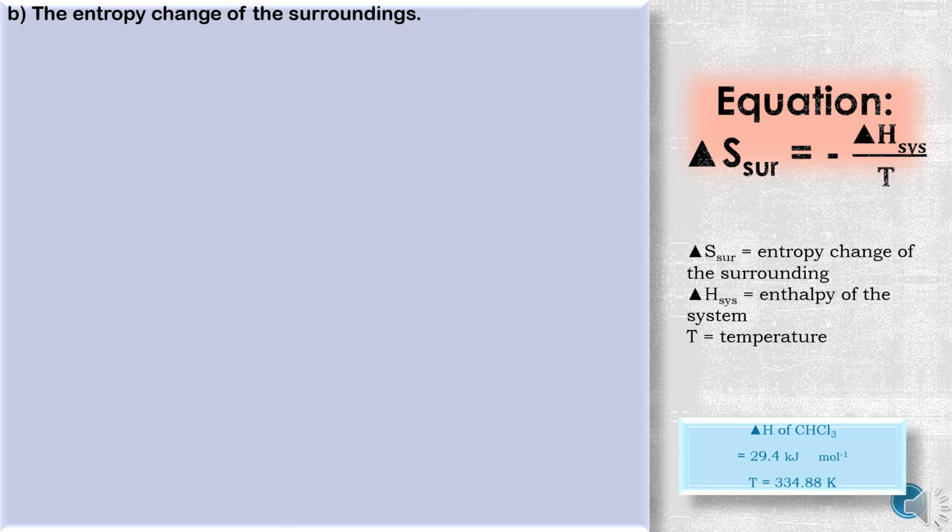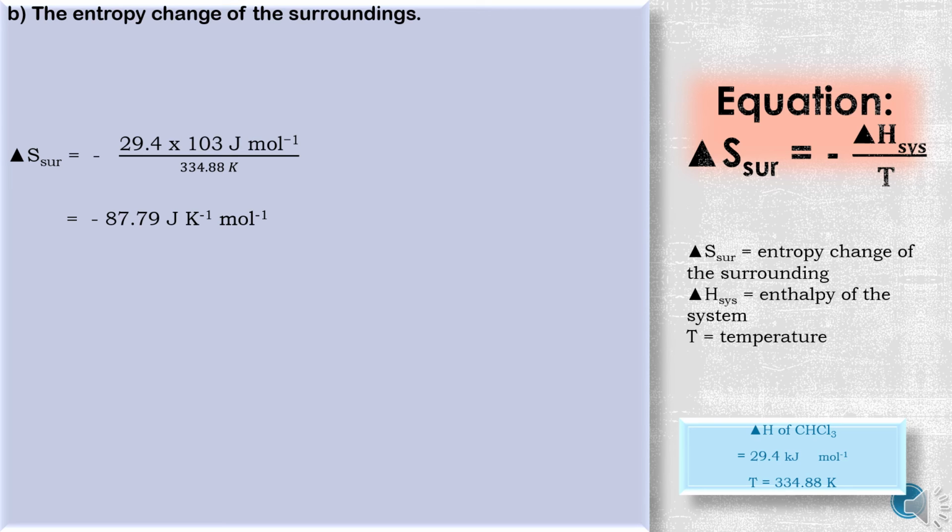As we look at here, the equation for the entropy change of the surroundings is delta S sur equals negative delta H sys over T, where delta S sur stands for entropy change of the surroundings, delta H sys stands for enthalpy of the system, and lastly T stands for temperature in Kelvin. So, since we already have the information given, we just need to substitute it into the equation, and the final result is negative 87.79 joule per Kelvin per mole.